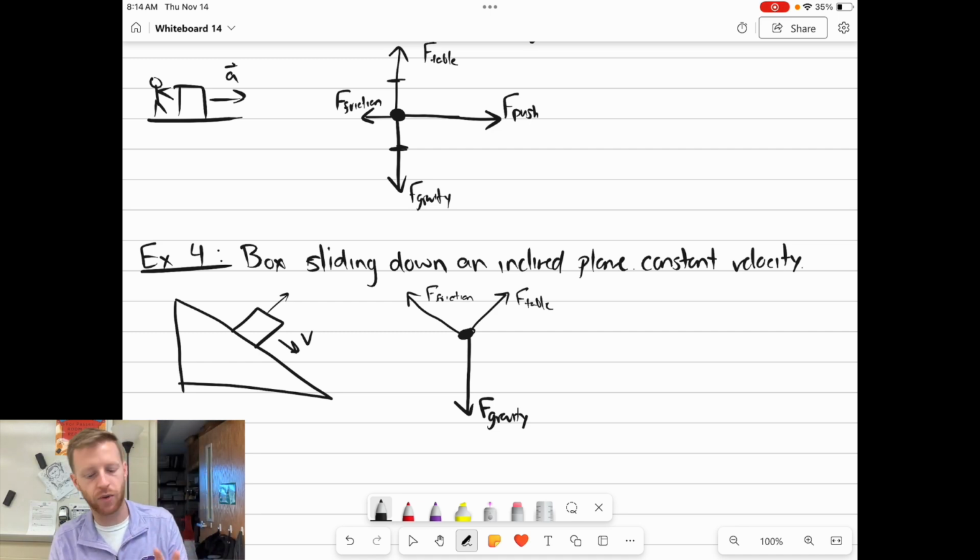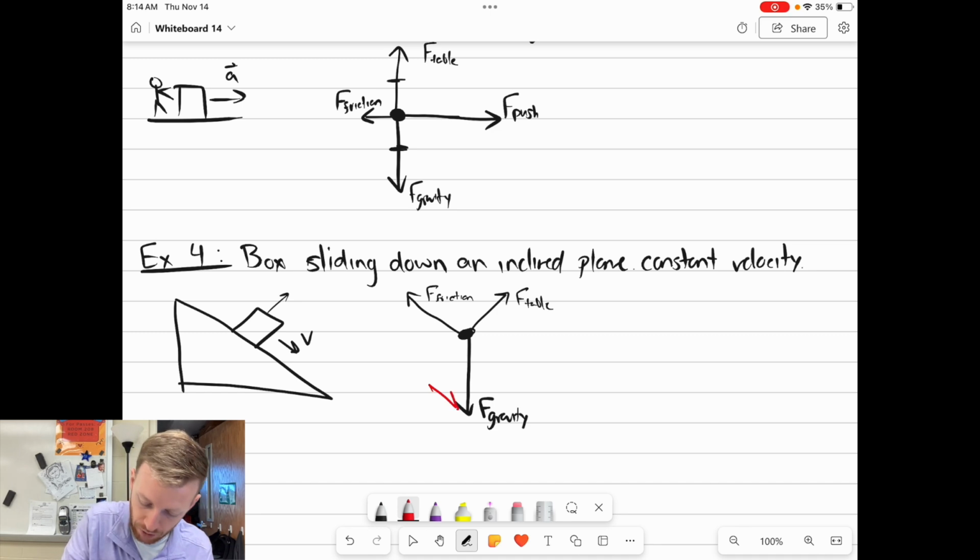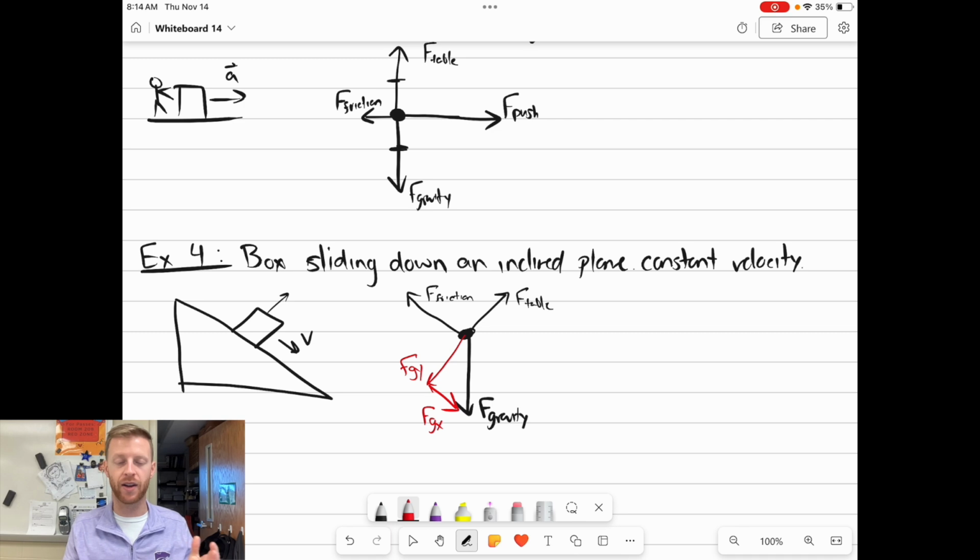And a lot of students at this point go, well, it's moving, so it must have a force of a push going down the ramp. But that's not true. Nothing is touching this object going down the ramp. It's just sliding. What is actually happening is that we have a component of gravity here, call it FGX, that's going down the ramp. And we have a component of gravity going into the ramp. So that tiny bit of gravity looking down the ramp is what's accelerating it. But we do not draw these on free body diagrams. You don't draw components, you only draw the full force.